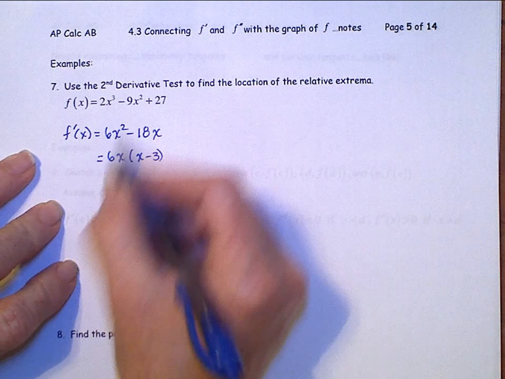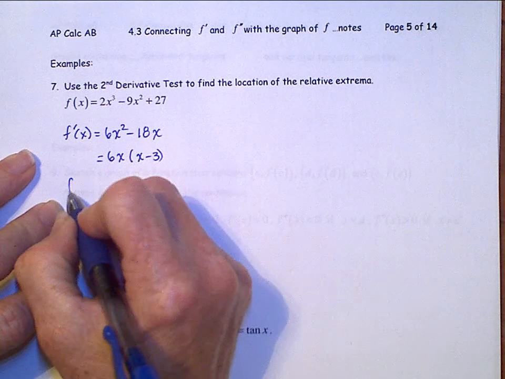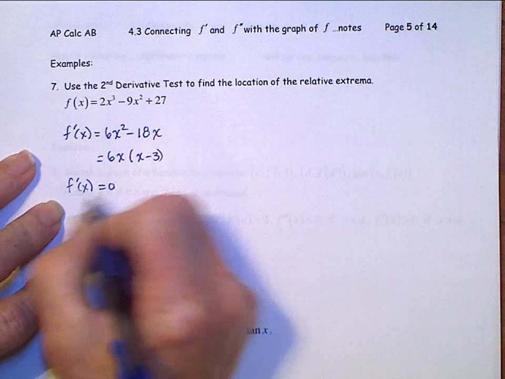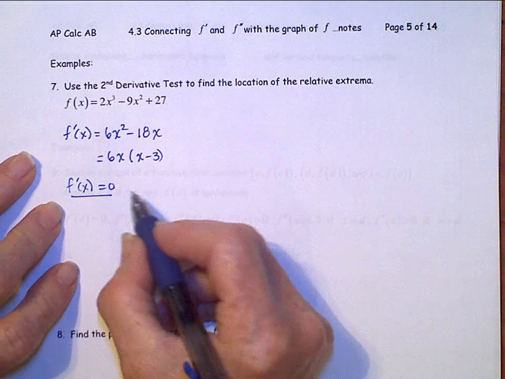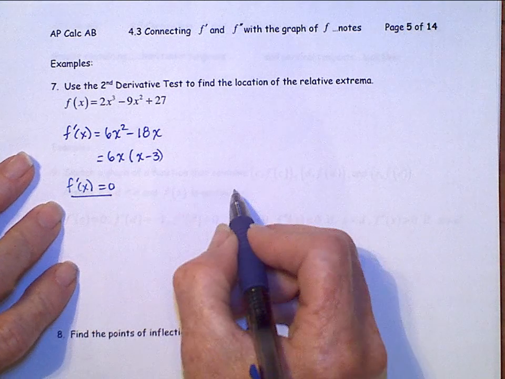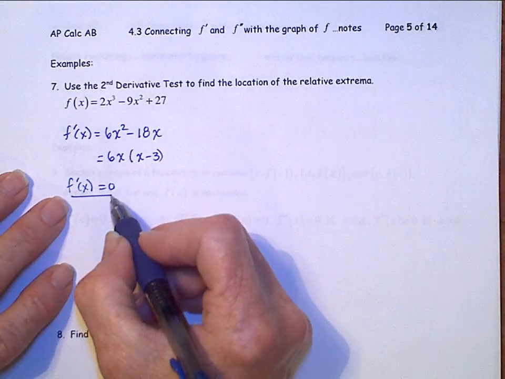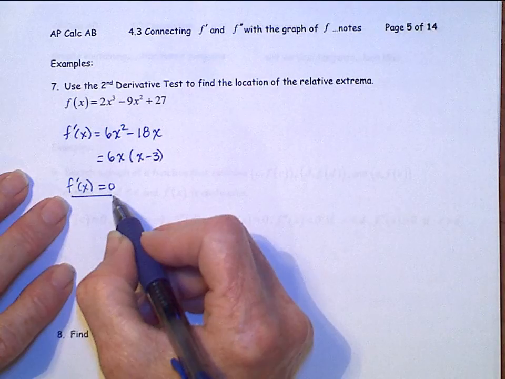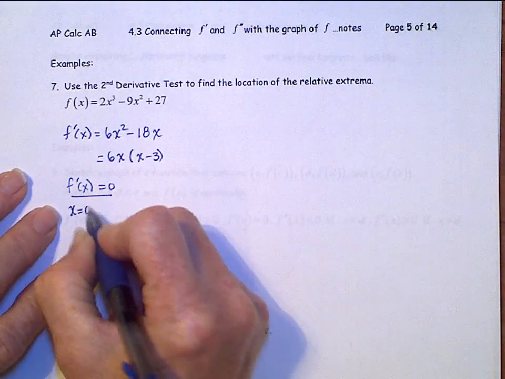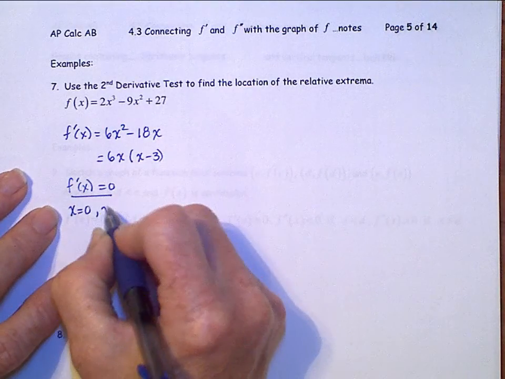The second derivative test, again, uses where the first derivative is equal to 0 only. It doesn't look for undefineds and it doesn't look for does not exist. The second derivative test just uses critical numbers where the derivative is equal to 0. That's going to be at x equals 0 and x equals 3.